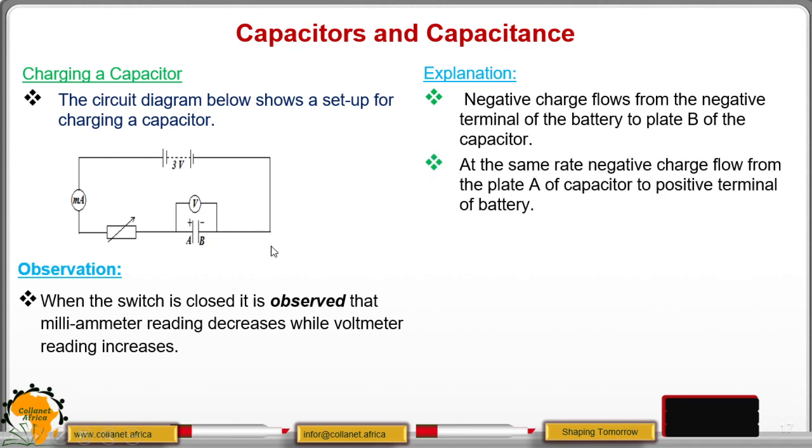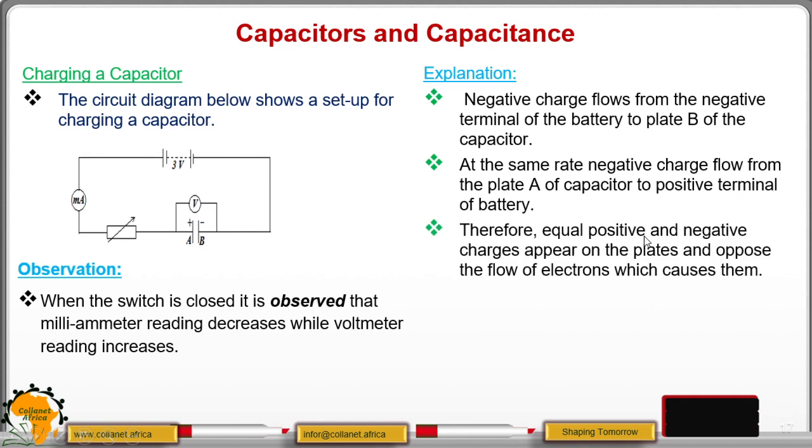At the same time, because there were some negative charges in here, you will find that the negative charges will flow to the positive terminal of the battery. So it means that the charges are flowing like this, from A to the battery, then to B. By so doing, you'll find that there will be equal positive and negative charges on the plates, because the electrons are coming here and the electrons are being removed here.